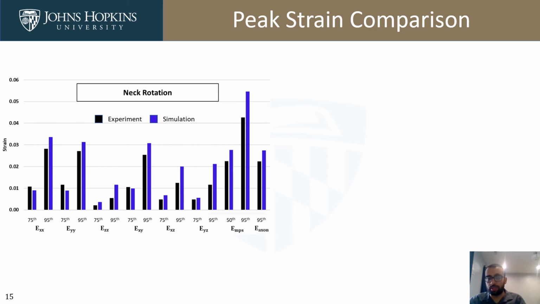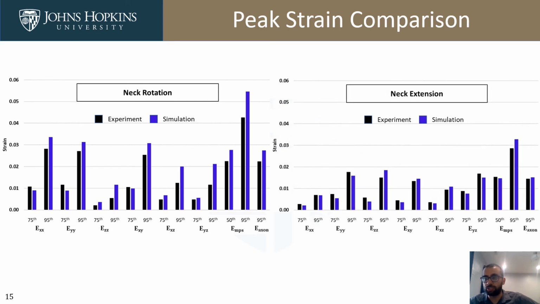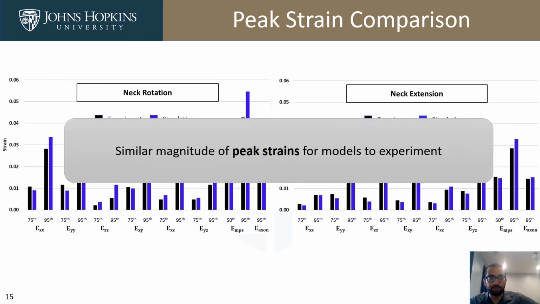I did not show you the qualitative depictions of the neck extension, but we can also look at those peak strains in the same way. And you can see that if you compare the black to the blue bars here, we match the peak strains for all of the strain components, as well as MPS and axonal strain pretty reasonably here for the neck extension experiment. So here the takeaway is that we get similar magnitudes of peak strain from the models to the experiment in both loading conditions.